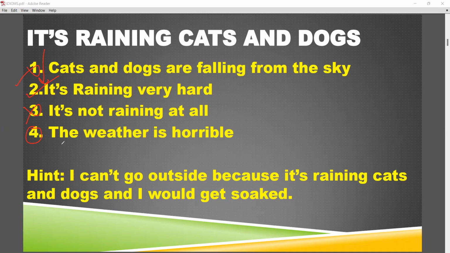Let's see the usage. I can't go outside because it's raining cats and dogs and I would get soaked. That means that it's raining very hard. So let's move on to the next idiom.